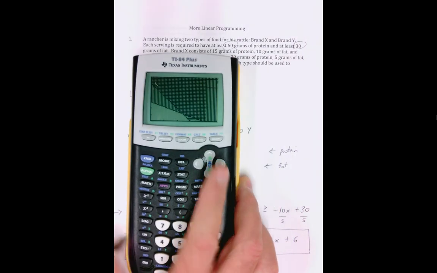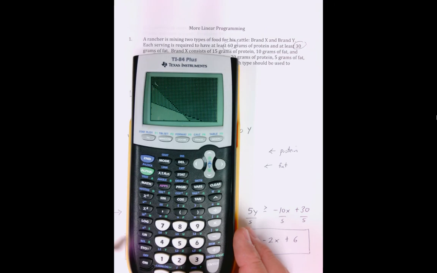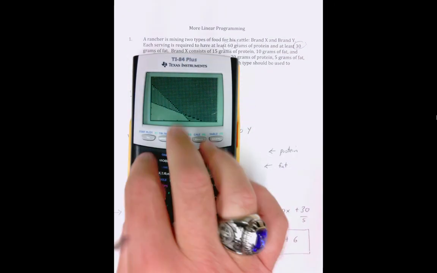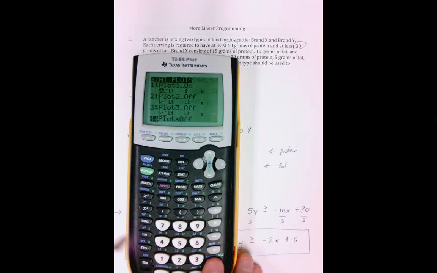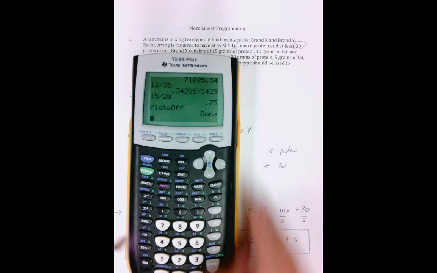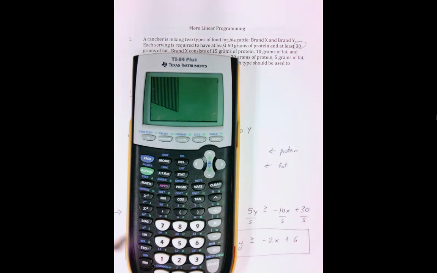A little bit annoying because I've got some lighting problems. Let me show you what's going on here. I've got some stuff going on in my stat plots, so I'm going to turn those off. And I'll hit graph, and then I won't get that annoying box plot that's irrelevant to this problem.